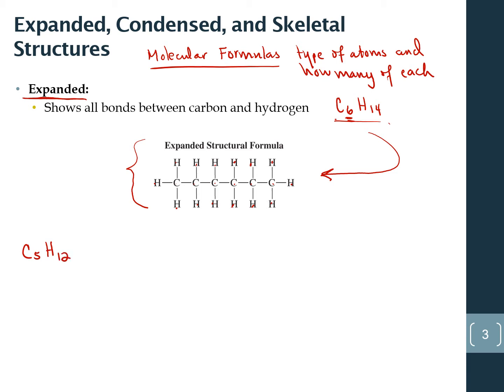So another example for molecular formula: C5H12. So I'm going to write down my expanded formula using my molecular formula. You have 5 carbons, so I'm going to write down 1, 2, 3, 4, 5 carbons. Everything is bonded together, so I'm going to bond my carbons with a single line. Now I'm going to write down my hydrogens. I have 12 of them.